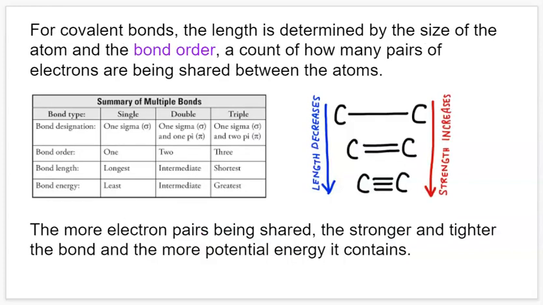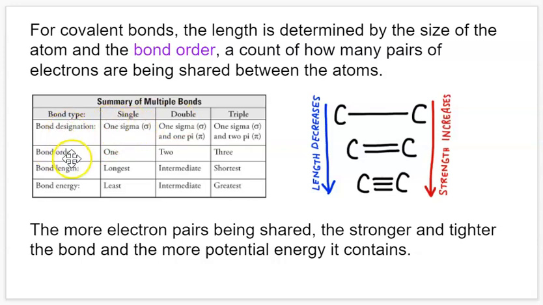So for covalent bonds, this length is determined by a couple factors. One is the bond order, which is like the number of pairs of electrons being shared. And in chemistry, we mainly see single, double, and triple bonds, as we can see here. And this causes a couple things. So on this table here, we have sort of a summary of the things happening in multiple bonds. Ignore this bond designation one for a sec. We're not going to talk about that until later in the class of sigma and pi bonds. You'll know what that means later.